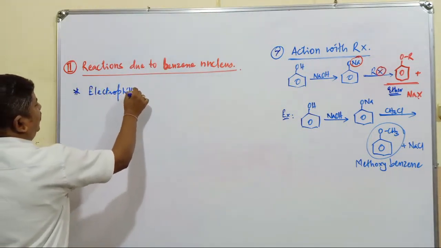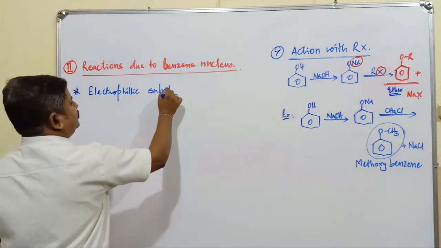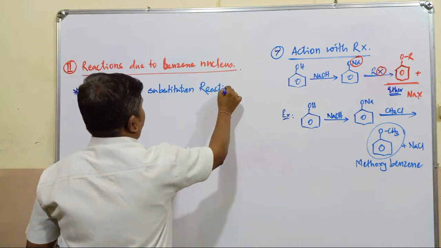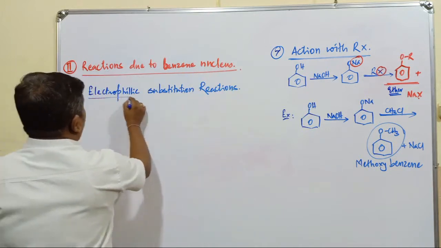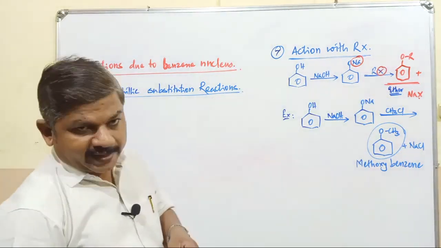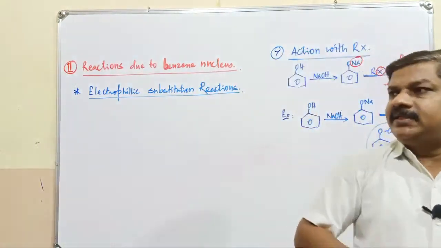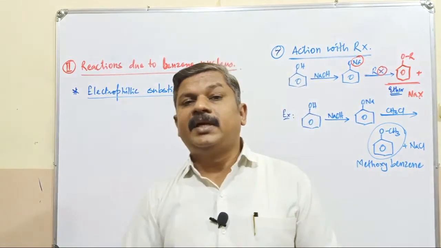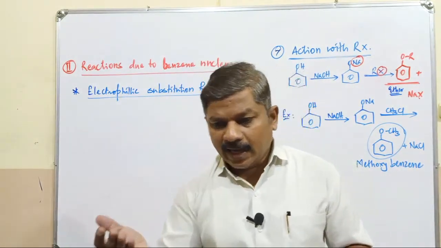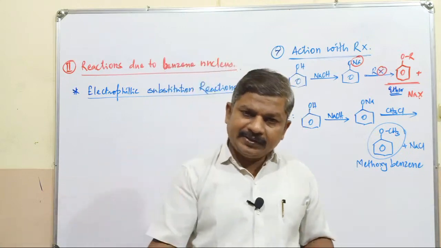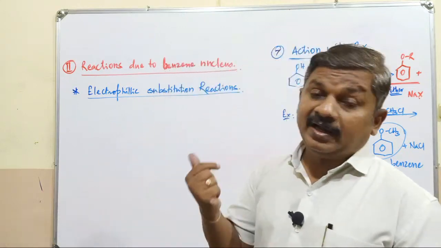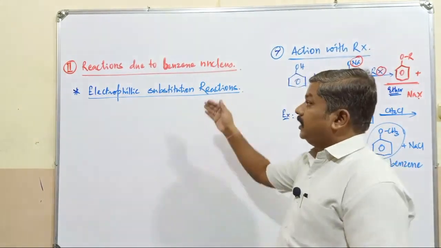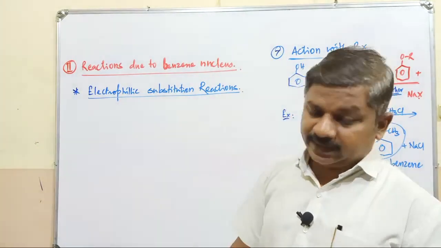First, electrophilic substitution reactions. We have discussed electrophilic substitution reactions in the case of haloarene compounds also. In class 11th you have also studied them with respect to benzene. That is halogenation. Next are nitration, sulfonation, Friedel-Crafts alkylation, Friedel-Crafts acylation reaction, and nitrosation reaction. Those are all electrophilic substitution reactions.